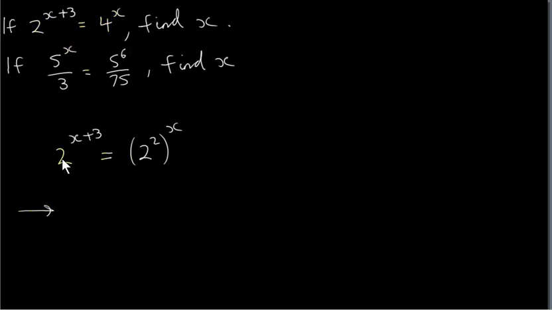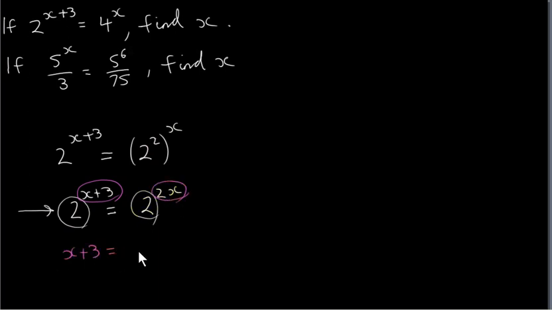Now, we apply the rules that were covered in the previous video. To remove brackets, we just multiply these powers together. So we get 2 to the power of 2 times x. Now we have a single term on each side with the same base. So that means that the powers must be equal. So we get x plus 3 must equal 2x. If we solve this equation, I can bring the x over and divide by 2. So I get 3 equals x, or x equals 3.